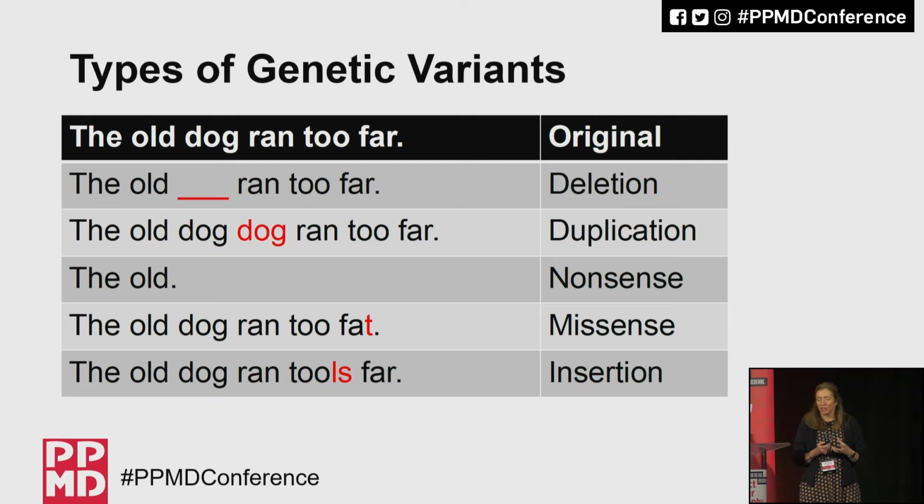Another change you hear a lot about is a nonsense change. A nonsense change is when there's a premature stop inserted within the gene. In this case it's like a period inserted way too far in the sentence, so the protein just can't be made properly. There's a couple other types of changes we can see, missense and insertions. Those are more rare in Duchenne, but certainly if you have one, please come see us and we can talk with you about that.